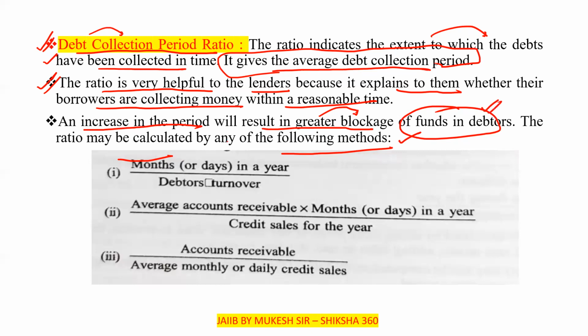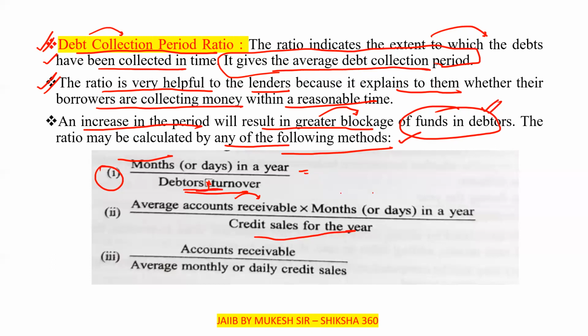The ratio may be calculated by any of the following methods. First one: months or days in a year upon debtors turnover. Second: average accounts receivable into months or days in a year upon credit sales for the year. Just they have changed debtors turnover.